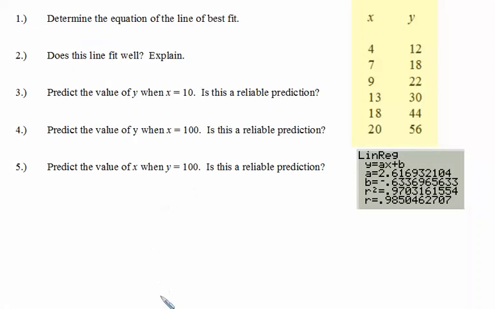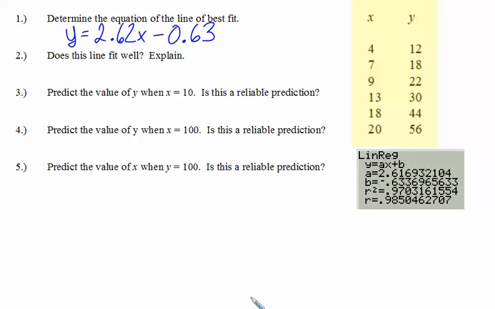So now that we have our linear regression output, I'm going to write the equation of the line. Y equals, now the slope is 2.6169, so I'm going to put 2.62x plus, well, the y-intercept is negative, so it's really going to be minus 0.63. At least 2 decimal places correctly rounded.